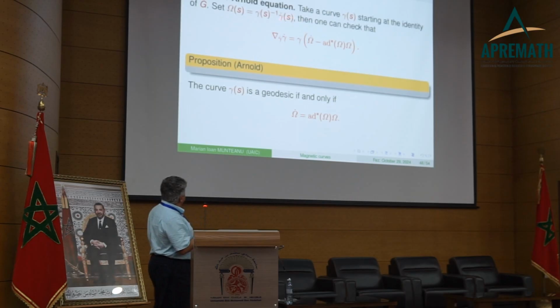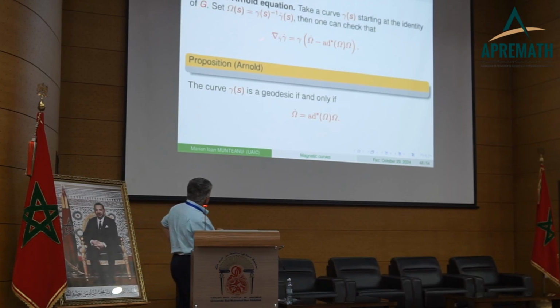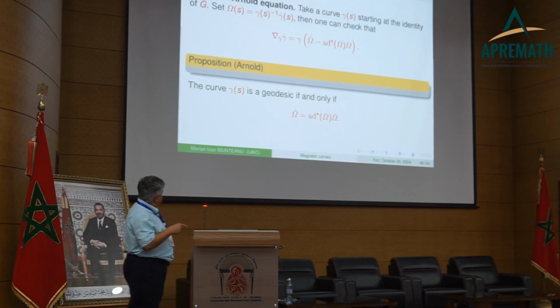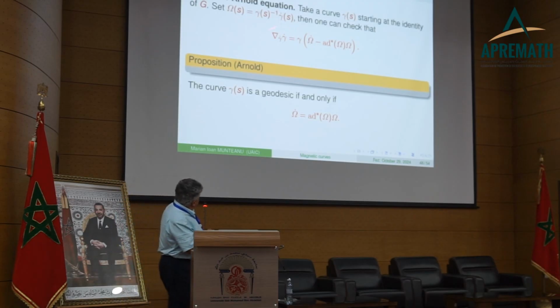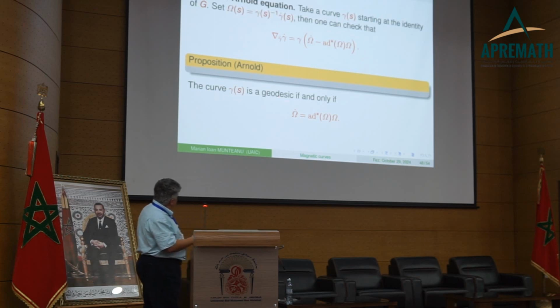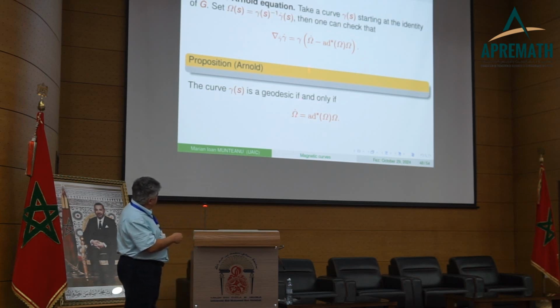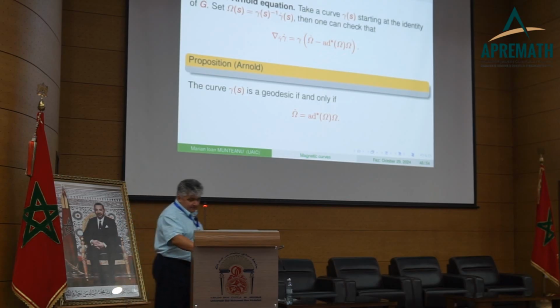Okay, so if we take a curve gamma in a group, this is the general setting, we put capital omega equals gamma to the -1 gamma prime. And the acceleration can be computed in this way, and gamma is a geodesic if and only if this happens.